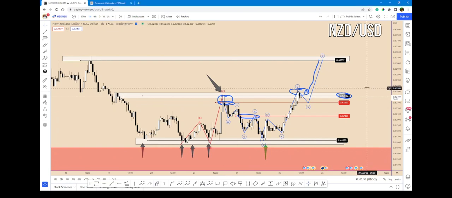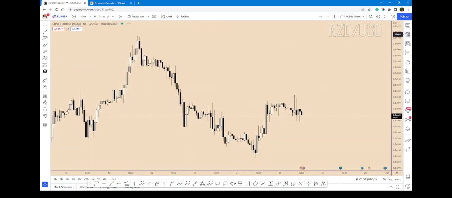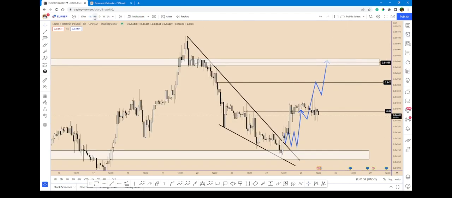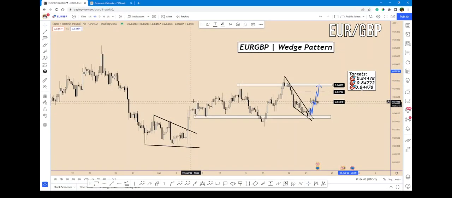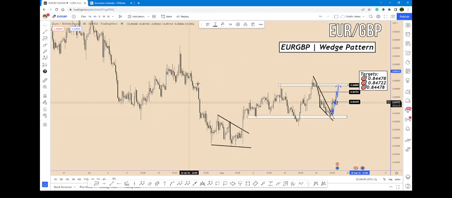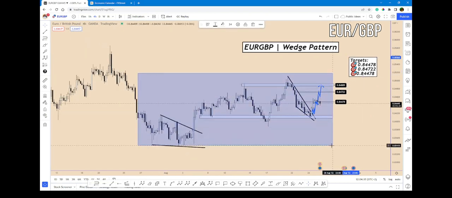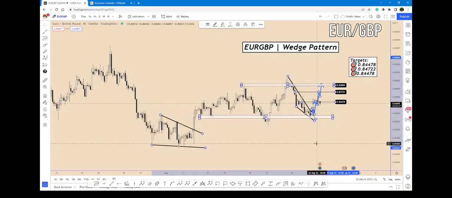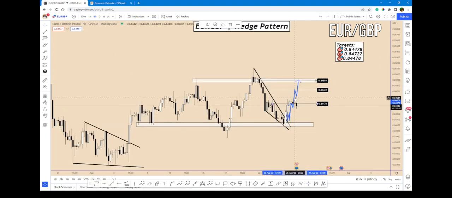And the next one that we are going to look at is EURGBP. This is the pattern that I shared yesterday. I'm going to keep this very simple as well. I'm not going to delete this. So let's see, to make it a bit more clear.